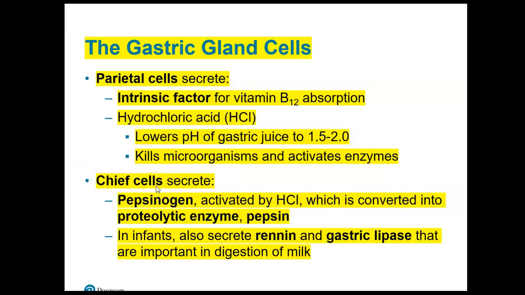And then chief cells secrete pepsinogen, and it is converted to pepsin. So it's fine with me if you just learn chief cells produce pepsin, which is the enzyme that breaks down protein. It's a proteolytic enzyme, meaning it breaks down proteins into smaller peptides or chains of amino acids. And this is one of your quiz questions. Infants secrete rennin, which is different from renin. So renin is the kidney hormone that functions in blood volume and blood pressure, the renin-angiotensin system.